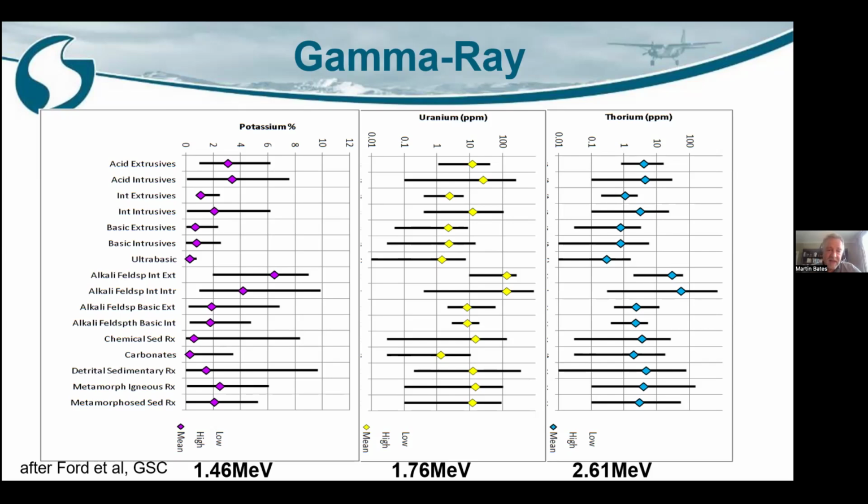And as with the magnetic susceptibility, you see a range of values for different rock types on the left there. You can see, for example, ultra basics are really, really low in potassium, and you will see that if you fly over a dunite or something like that, or an ophiolite complex, the potassium just goes down, nothing there. And there isn't much else that's really like that. So that's almost diagnostic, but you can see carbonates also very, very low.